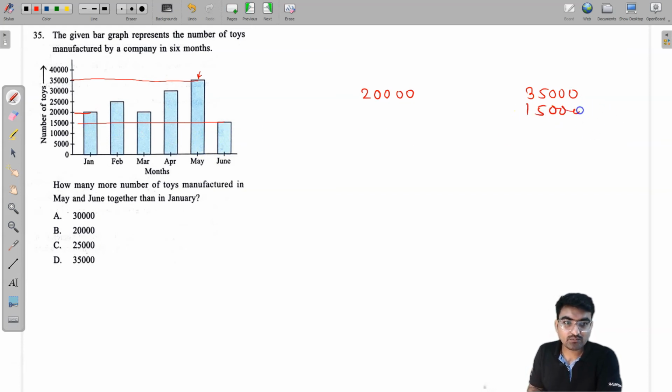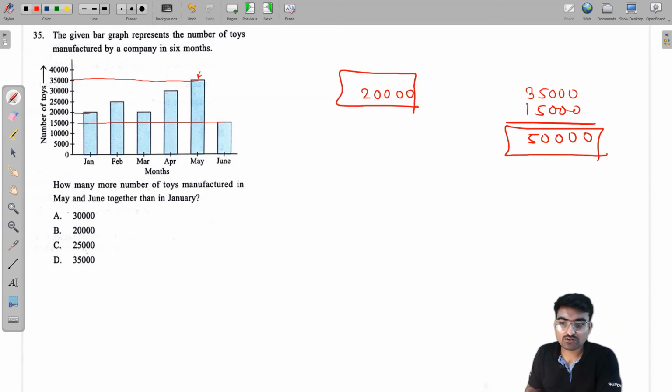Right, so in the month of May and June the company manufactured 50,000 toys, and in January only 20,000. So how many more are there? 30,000. So that is option number A.